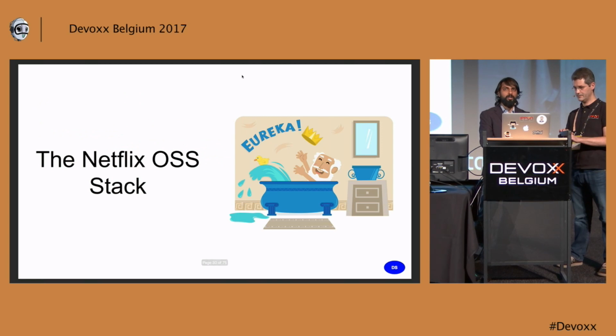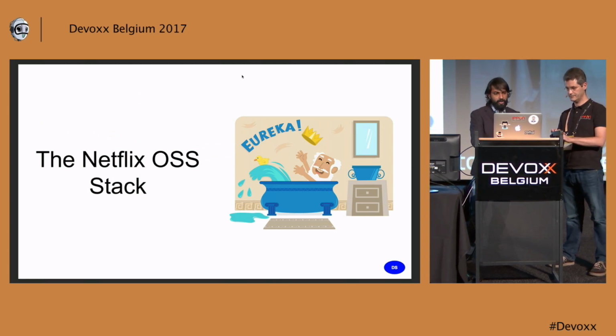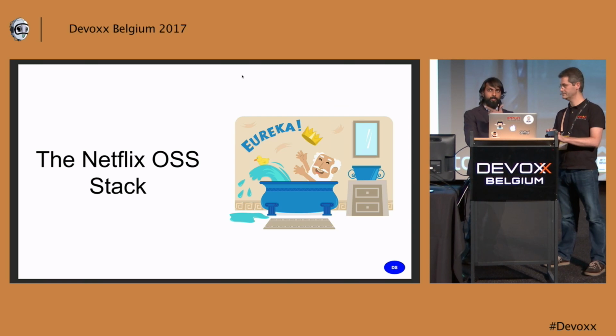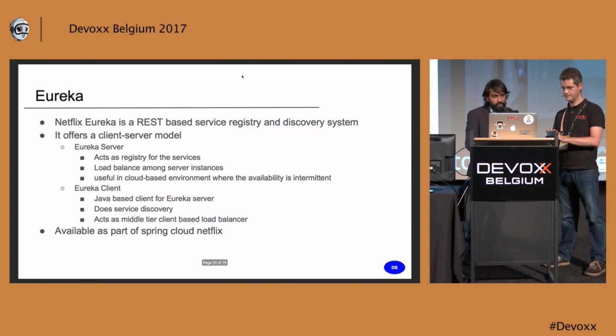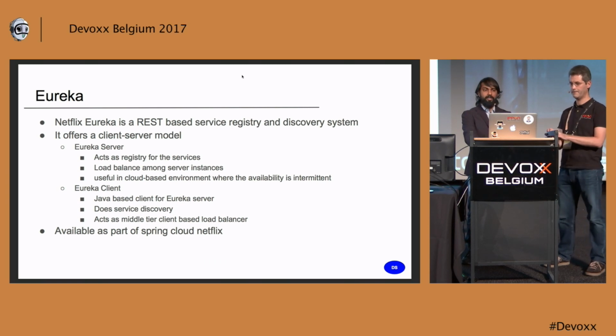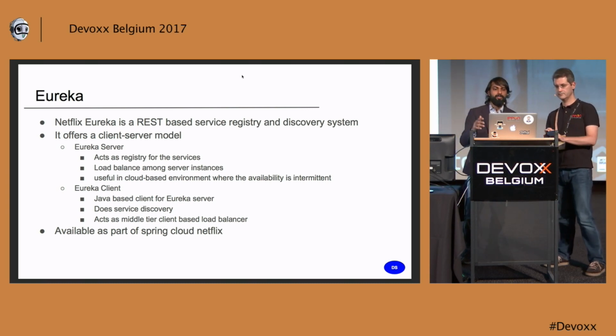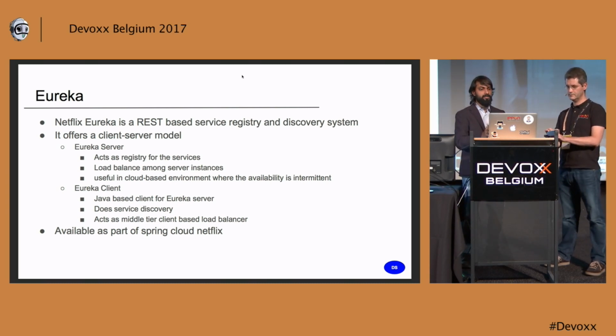Before we go into more complex demos and more details, let's see a short look at what Netflix stack has to offer and what components we use. So we use, as we stated earlier, Eureka. So Eureka is Netflix's default solution for service discovery, service registry. It offers a client-server model. So there is a Eureka server which acts as a registry for your services, and it can also load balance between Eureka instances. So it is useful in cloud environments. It was specifically built for AWS by Netflix, so it works very well in cloud environments.